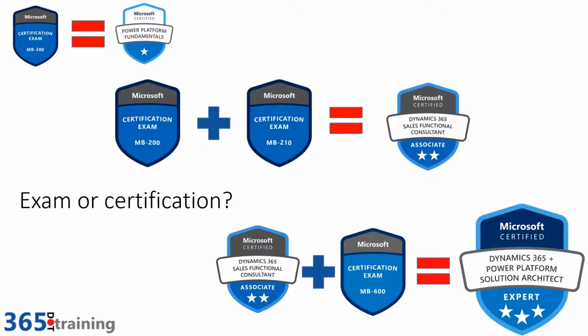And then there are some more advanced certifications which require this cumulative effect, where, for example, to become that solution architect, you need to first have achieved that functional consultant, that associate level certification, then pass the architect exam, and then those things combined get you the designation of the expert solution architect.